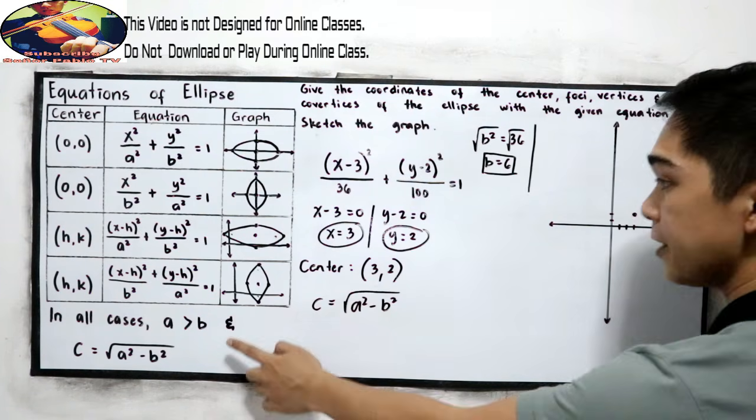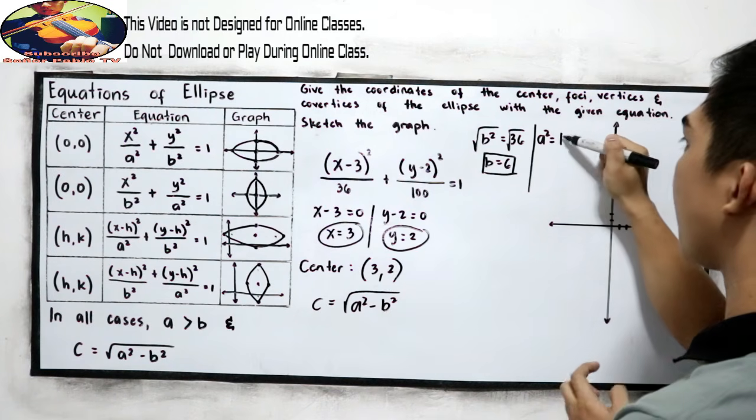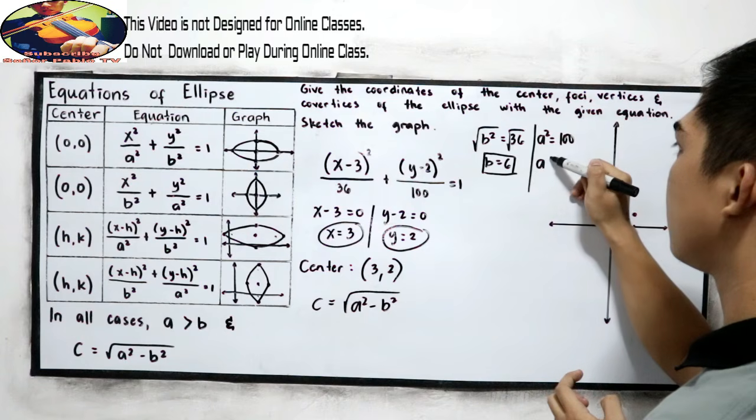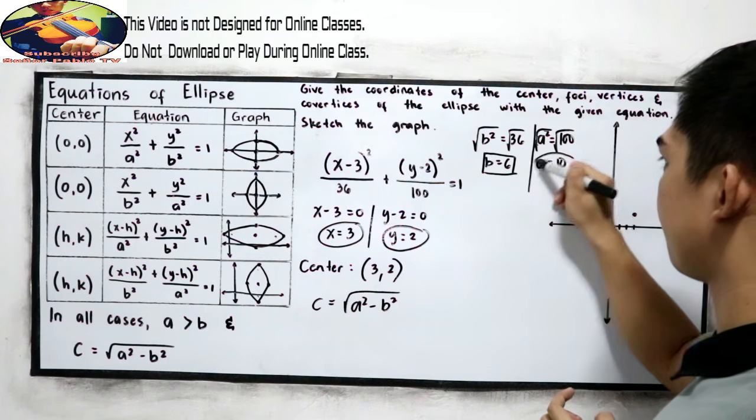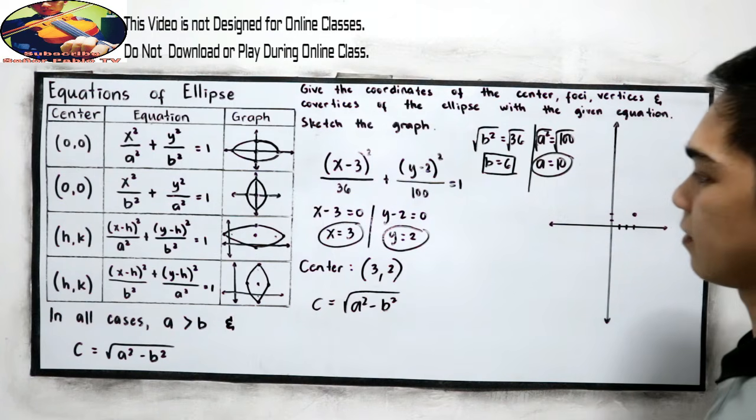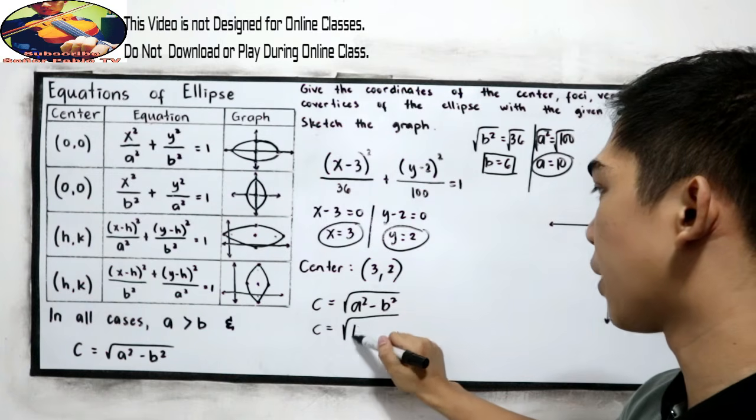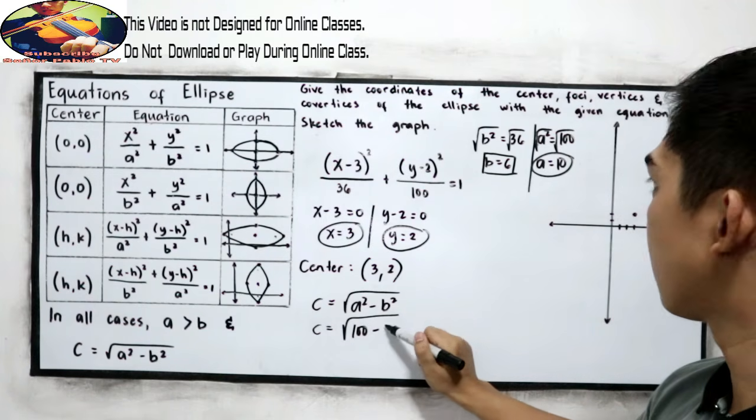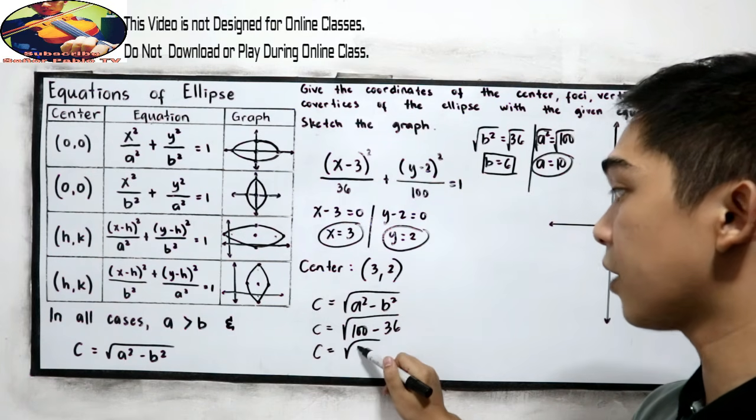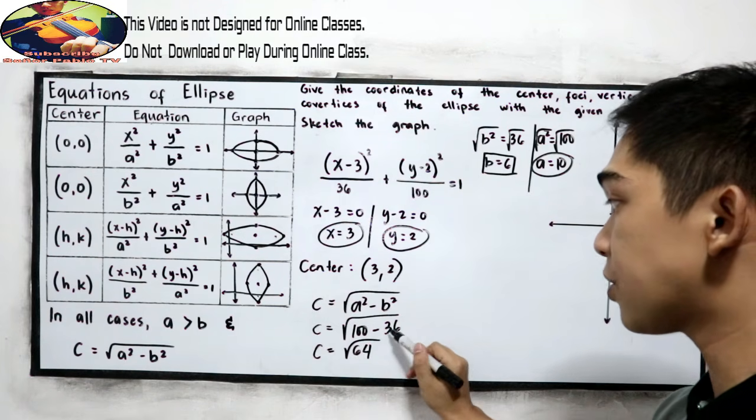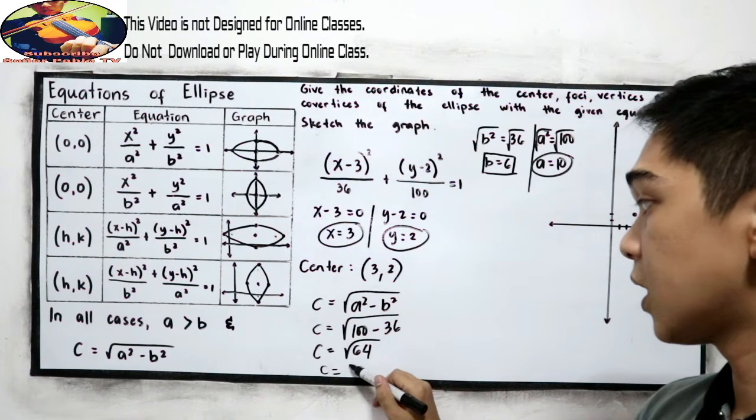And for a squared is equal to 100. So our a is, extract the square root, 10. So a is 10. So we have c equal to square root of a squared 100 minus b squared 36. So our c is square root of 100 minus 36, that is 64. So c is equal to 8.